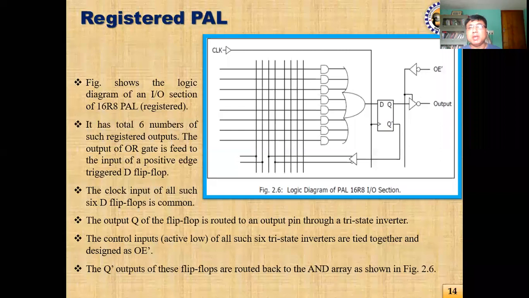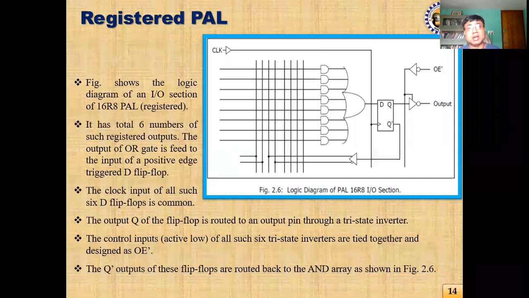Now again there may be requirement that some of the outputs are combinational and some of the outputs are registered. Now in that situation, this registered PAL will not help, because here you will get only registered output. So that's why you require configurable PAL. So in configurable PAL, there will be provision for registered output as well as combinational output as per your requirement.